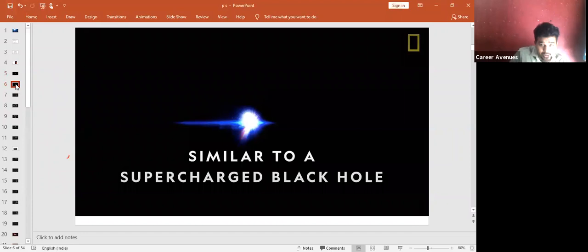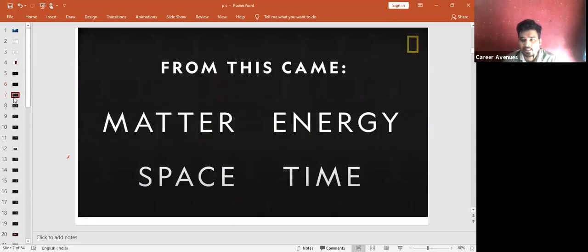Here we have something similar to the supercharged black hole before explosion. After explosion, it forms energy, it forms matter, it forms space as well as time. Matter is anything that occupies space, so matter formed, then we have space also. Energy is anything which is required to do work. And time, everything forms from that point of time, after the Big Bang. Now let's see the next slide.